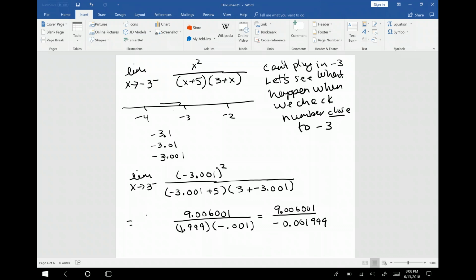You take a number, you divide by something that's really, really small, it makes that number really, really big. So it's just going to keep getting bigger and bigger and bigger if we keep getting closer and closer to that negative 3. Like if I did 3.0001 and plugged it in, it would still get bigger and bigger. So it's infinity, but the negative in the denominator makes it negative infinity. Negative infinity. Oh, okay.